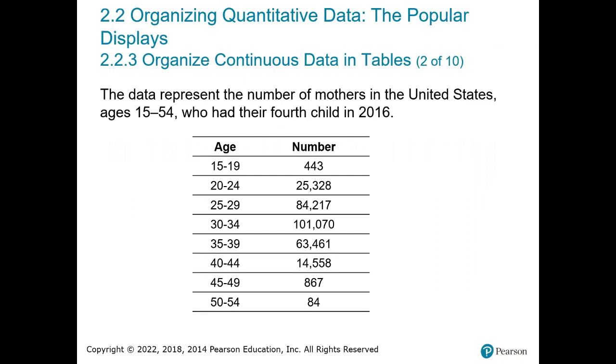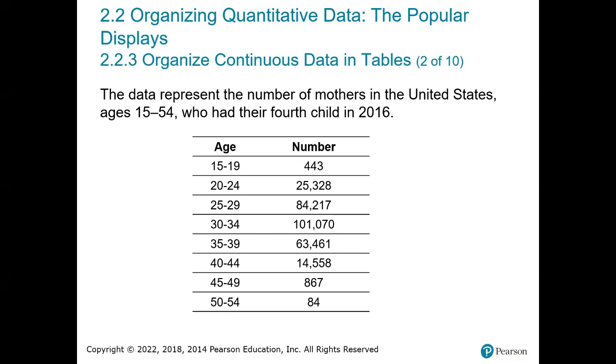Okay, so something like this. The data represents the number of mothers in the United States ages 15 to 54 who had their 4th child in 2016. It would not make sense to take every single individual age and make a bar for it. I don't need a bar for 20, 21, 22, 23, 24, all the way up. That would be a ton of bars. Let's see, 54 minus 15, how many bars would that be? 39 bars. That would be a crazy amount of bars. It would be a super cluttered graph.